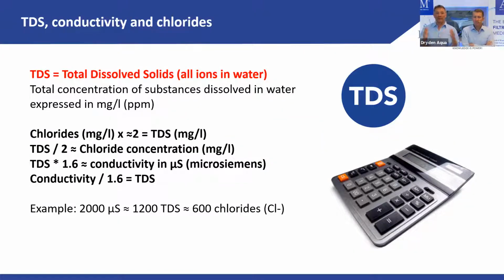Conductivity depends on how many ions you have in the water. The more ions you have in the water, the higher the conductivity. What does conductivity mean? It means how easily electrons flow, if you have a current, if you have electricity, how easily it flows through the water.